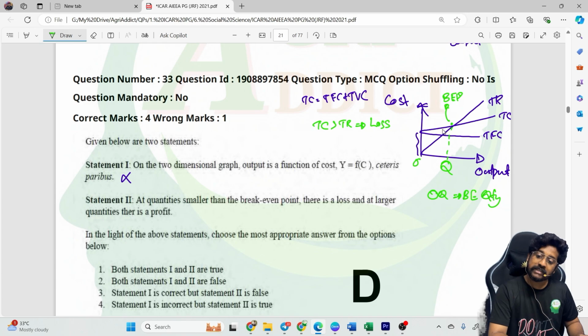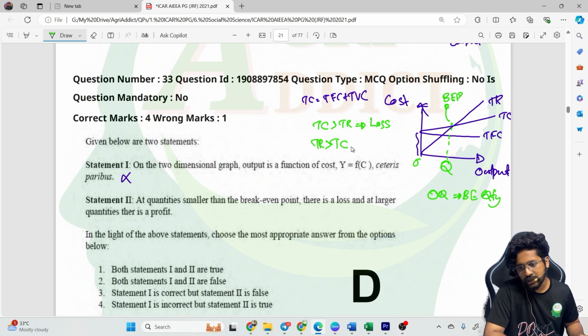So what happens after the break-even point? See, after the break-even point, the total revenue overtakes the total cost, right? So after the break-even point, or towards the right side of it, in quantities higher than the break-even point, what happens? The total revenue will be greater than the total cost, which obviously gives you the profit, right?